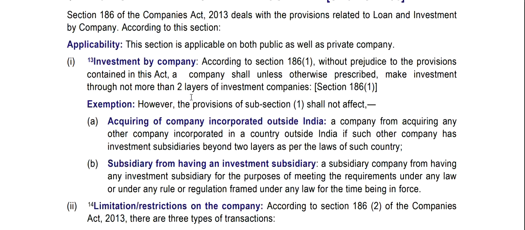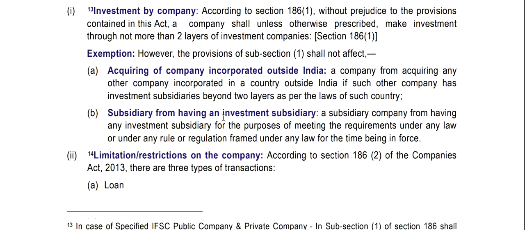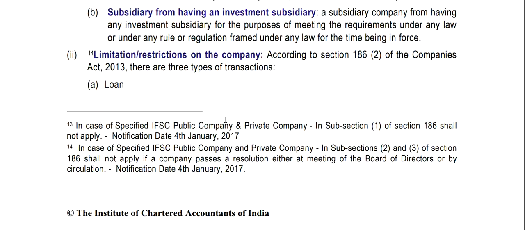The reason for introducing this section: usually it is a practice to have shell companies, mostly private companies, and they make them hold investment, and they used to get funds from somewhere, which will be sent to another company, and they will downstream it, and at the end, at consolidation, these shell companies never get exposed at all. That's why they made more than two layers not permissible. Okay, that is subsection 1 of section 186.